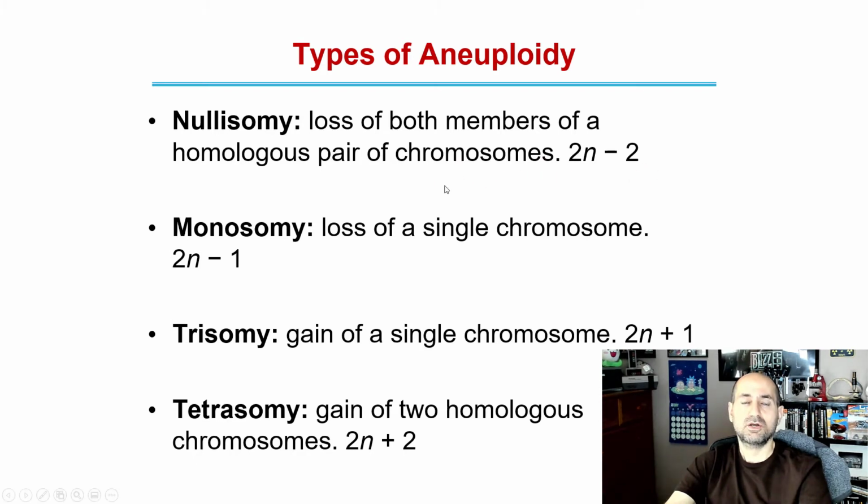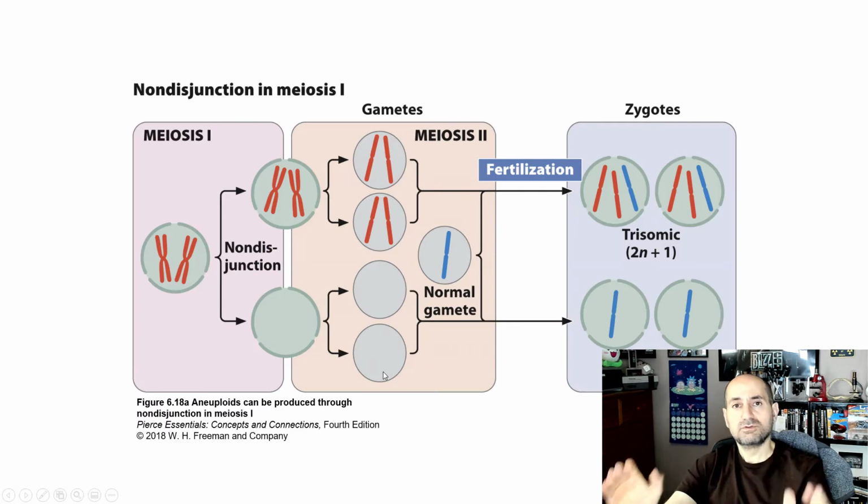So for example, what if I lost both my chromosome 1s, right? Then I'd have 0 chromosome 1s. So it's denoted like this, 2n minus 2, because I've lost both chromosome 1s. Monosomy is loss of a single chromosome. So I've lost one chromosome. Trisomy, I've gained a single chromosome. Tetrasomy, I've gained 2 homologous chromosomes.